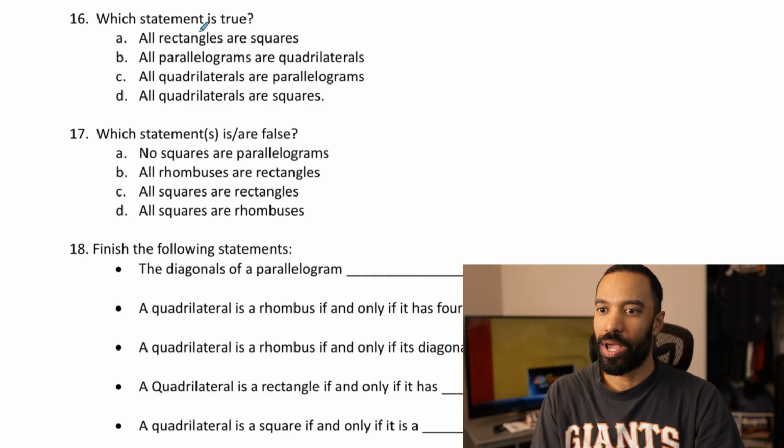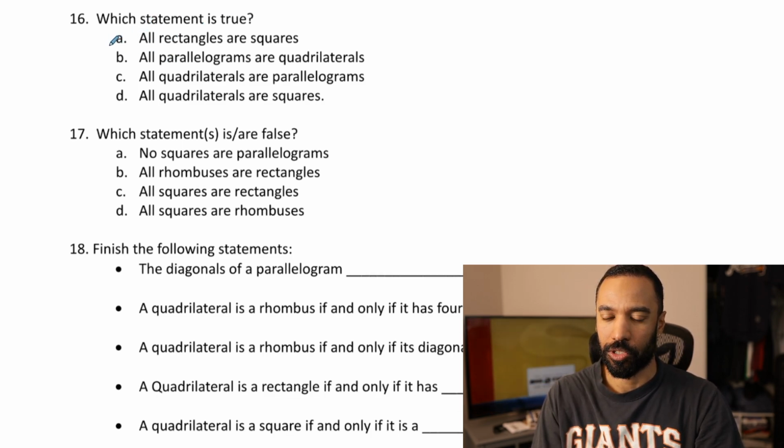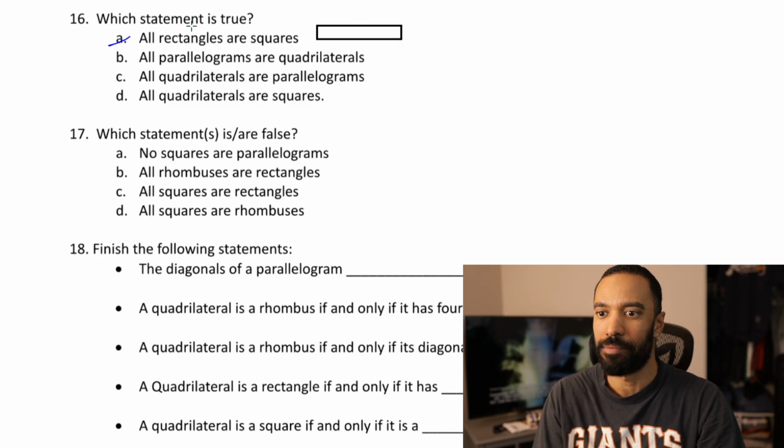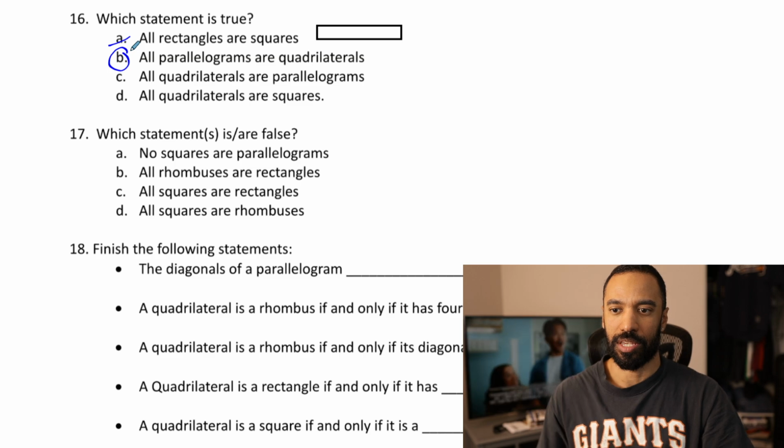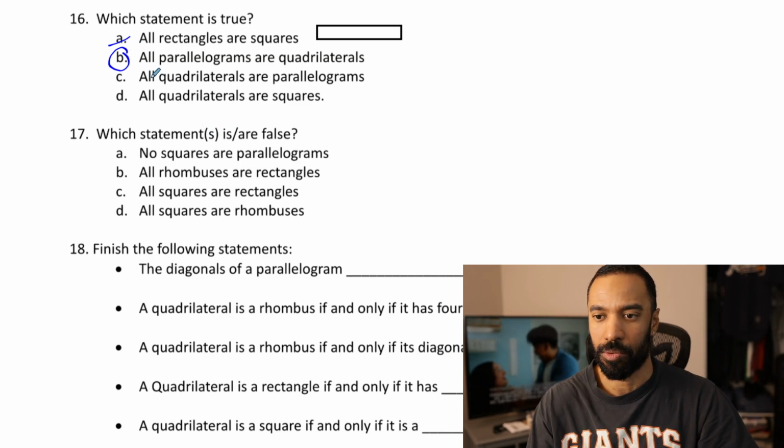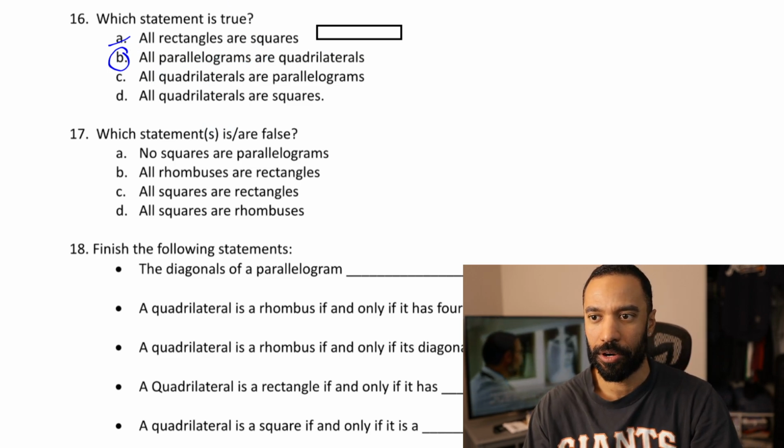Number 16, which statement is true? All rectangles are squares? No. Here's a rectangle. Let me try and counter some of these if I'm able to do it fast enough. Here's a rectangle, it's not a square. All parallelograms are quadrilaterals? Absolutely. They're all four-sided shapes. If that's the only statement, we'll leave it, but I want to see what the other ones are.